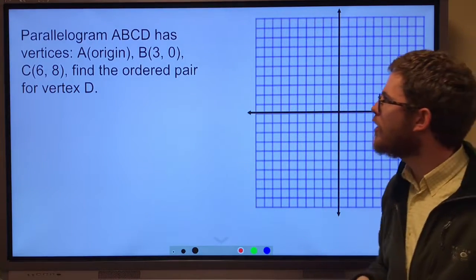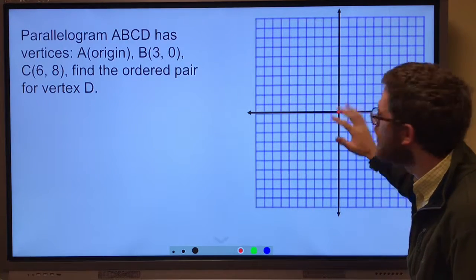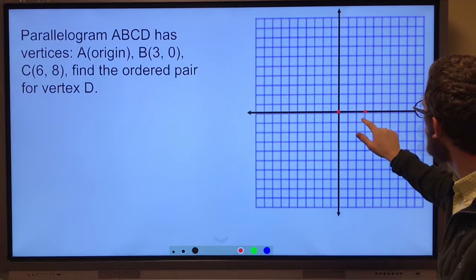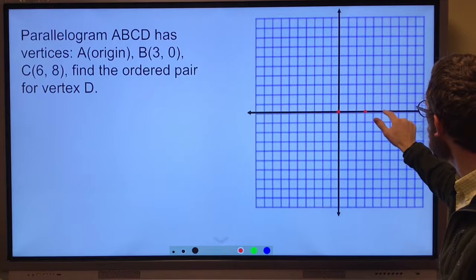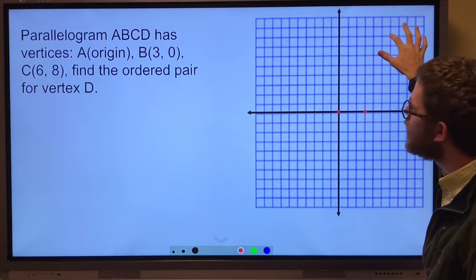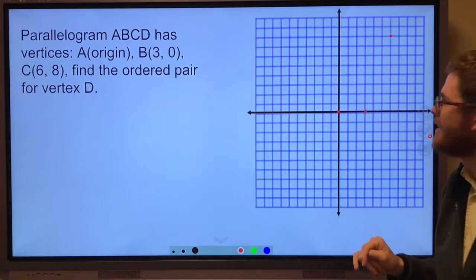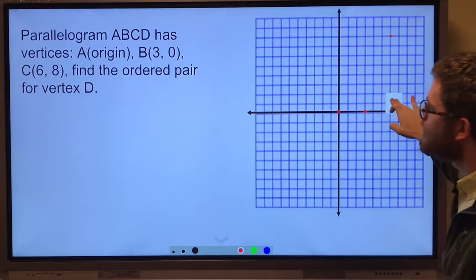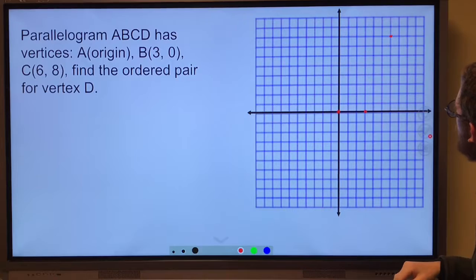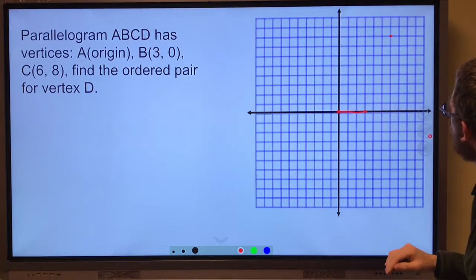All right, here, parallelogram ABCD has vertices A at the origin, B at 3, 0, C at 6, 8. And we want to find the ordered pair for vertex D. All right, we have a fourth point at vertex D. And there's really two ways we could draw this.